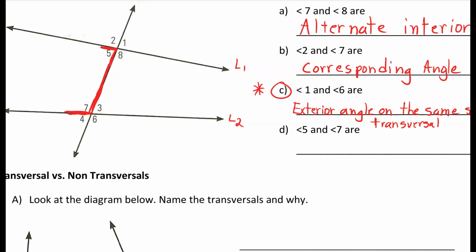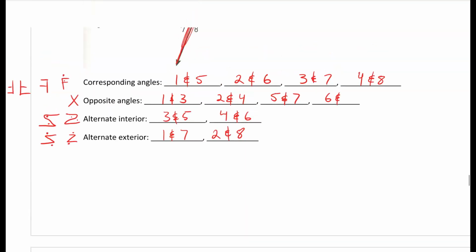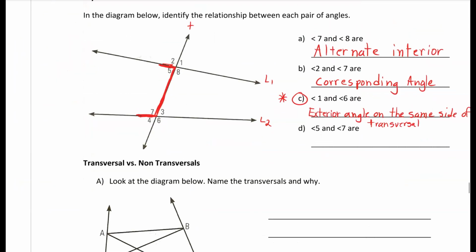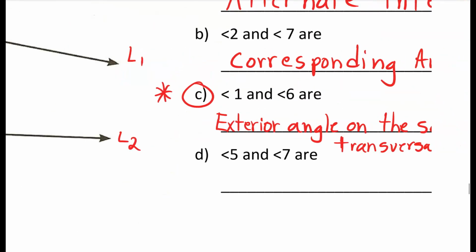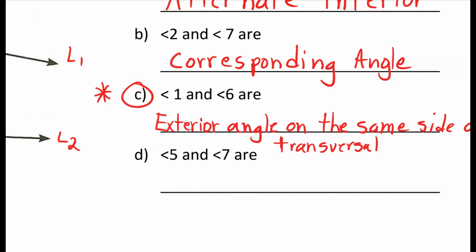So if we think about the shape that it's making, if we look back to our previous page and scrolling up, it's going to create the shape just like this, which is going to be interior angles on the same side of the transversal. Now, that should make sense because it's inside, so it's an interior angle, so it's inside the two lines, and it's on the same side of the transversal because they're both on that left side of the transversal. So we'll write down interior angles on the same side of the transversal.